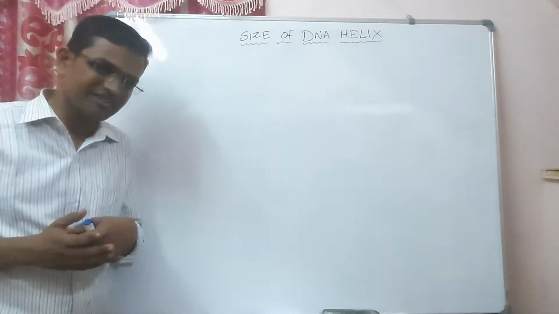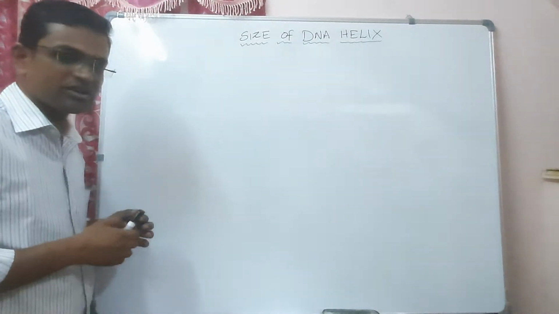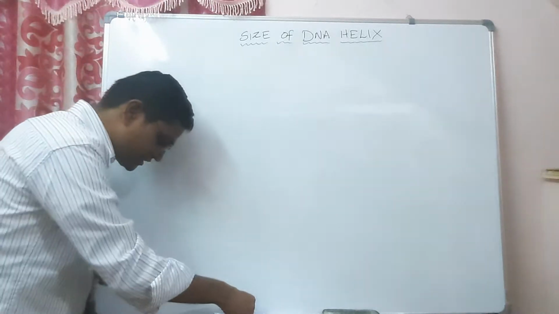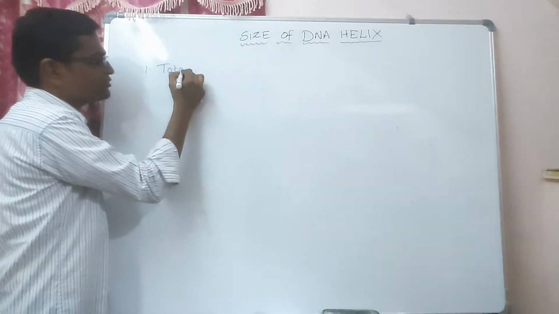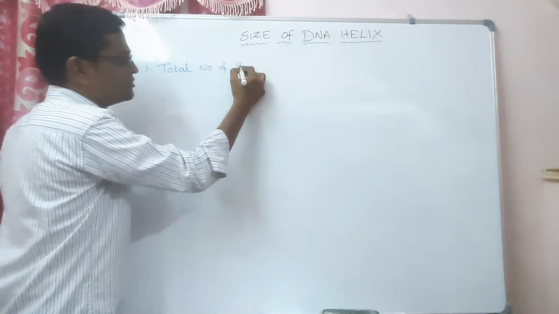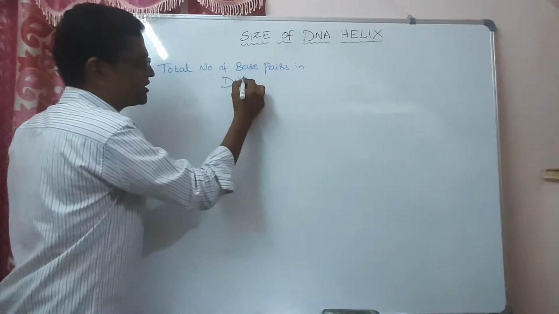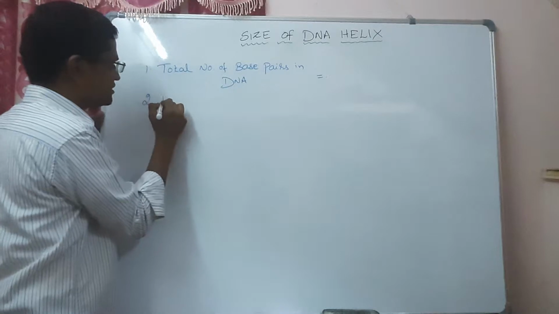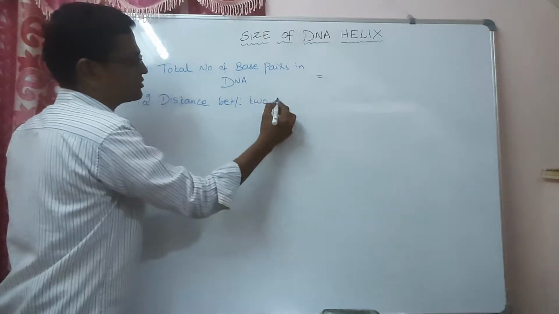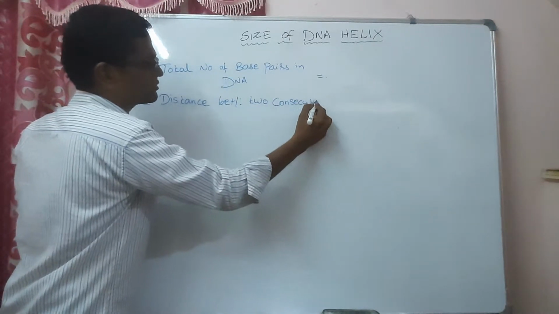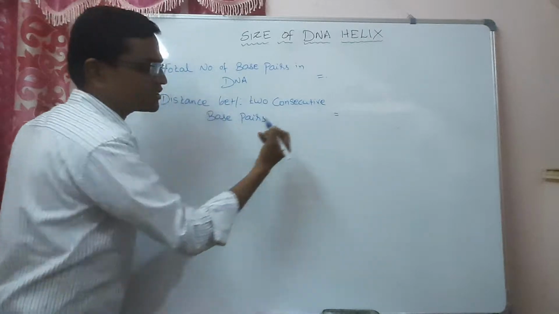Today we are going to study about the size of DNA helix. That means in this session, we particularly deal with how to calculate the length of DNA. For the length of DNA, we need two parameters. One is the total number of base pairs in DNA. Then the second is the distance between two consecutive base pairs. So two variables are required here.